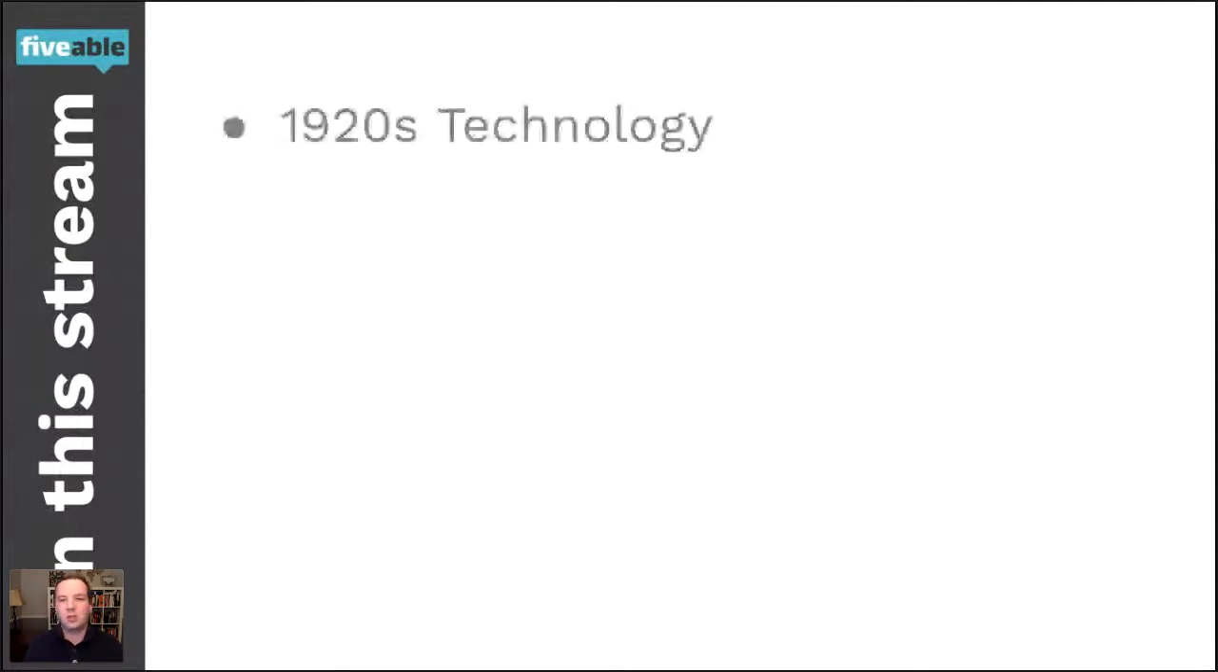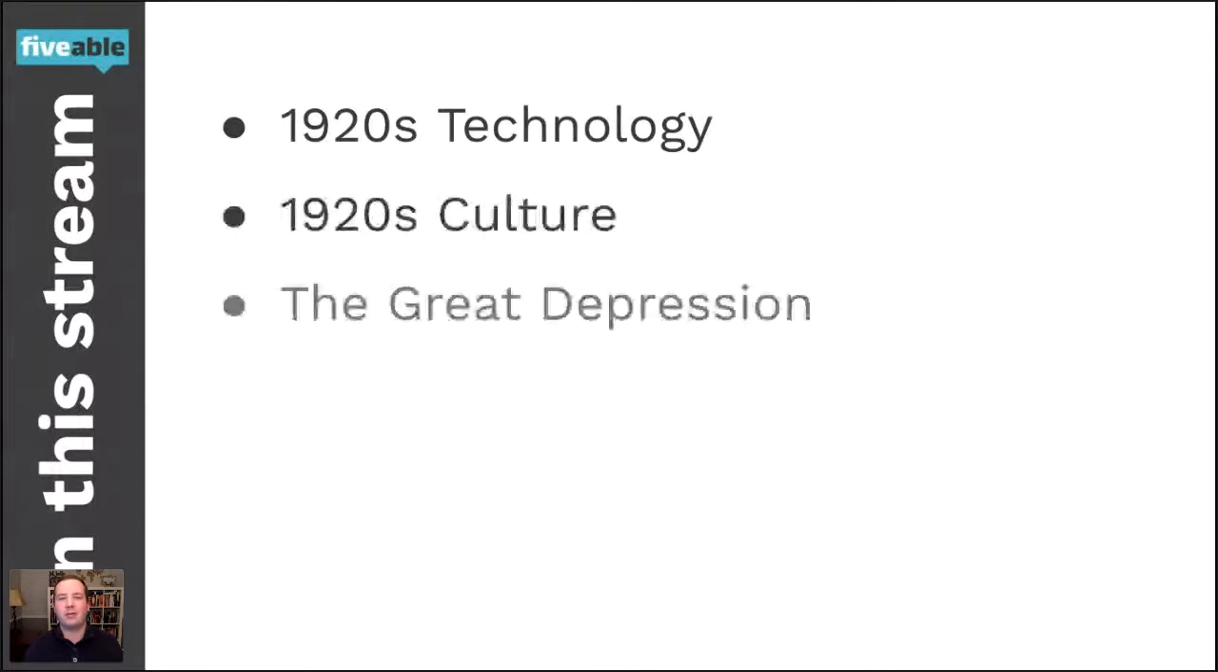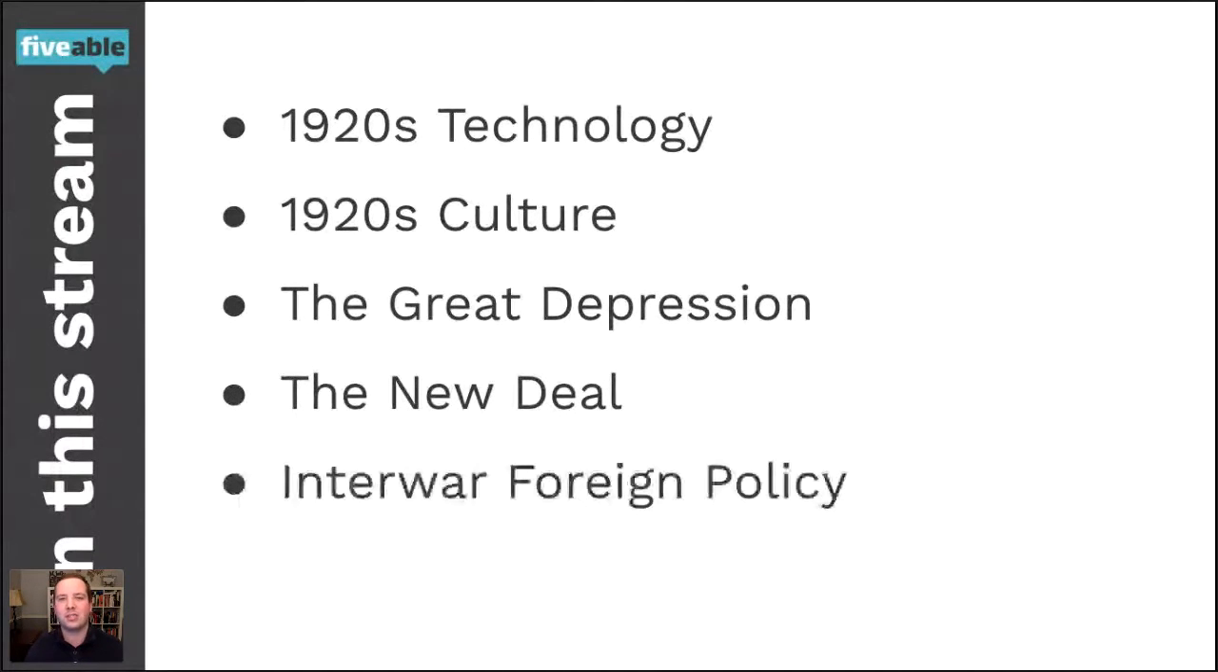So 1920s technology is going to be our first topic. We got 1920s culture. We got the Great Depression that happens in the 1930s. The New Deal that also happens in the 1930s, and then we're going to have a special little bonus section on the interwar foreign policy, aka between World War I and World War II, what does the United States foreign policy look like? And then we'll wrap up with some questions and answers at the very end.